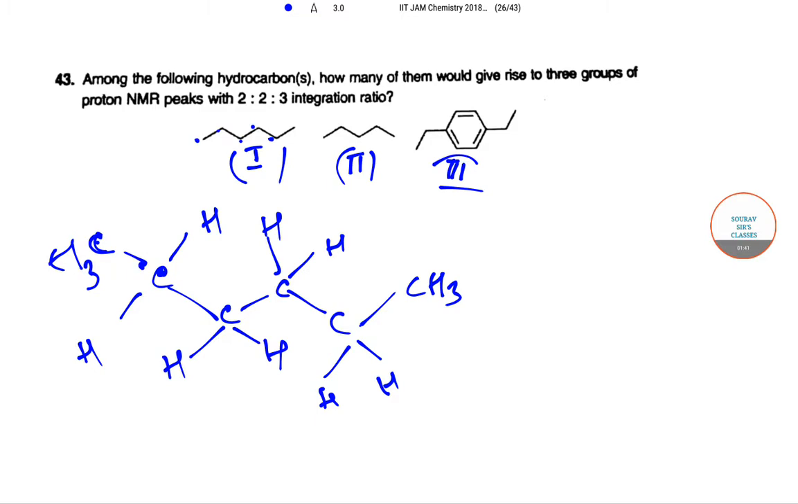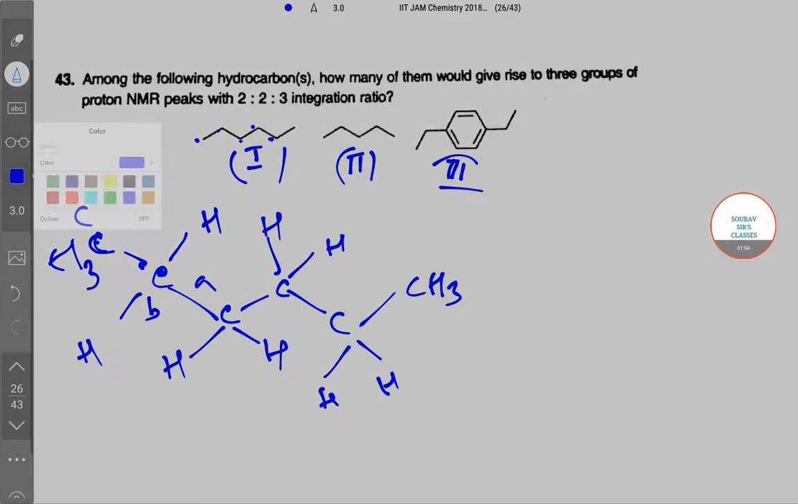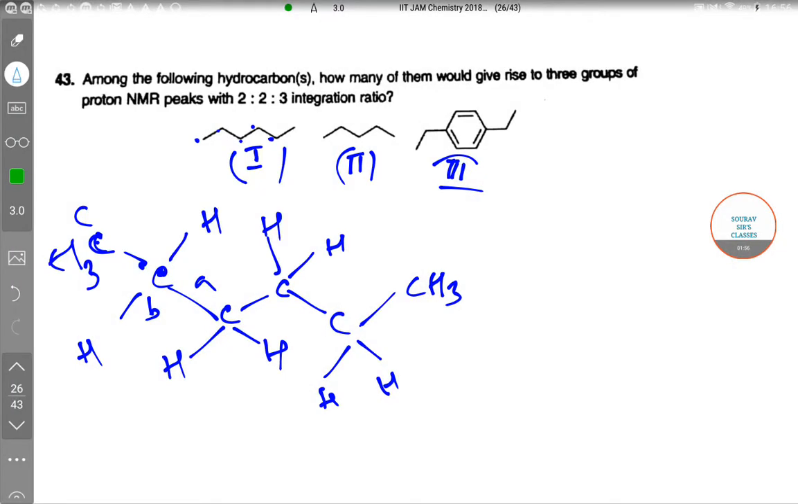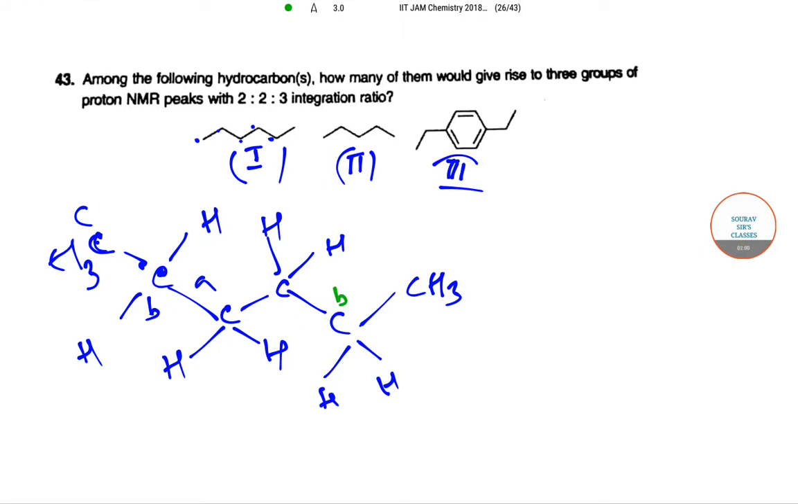So now we will name these carbon atoms. The hydrogens attached to these carbon atoms. So this will be A, this will be B, and this will be C. Again this will be B, this will be C, this will be A.